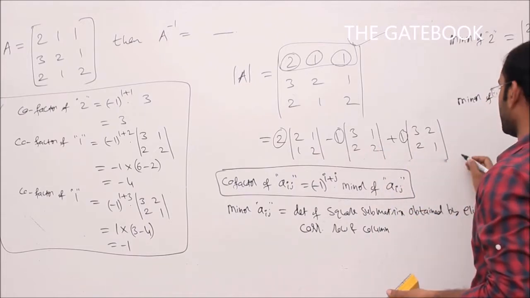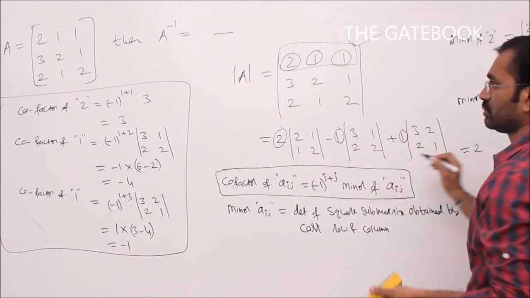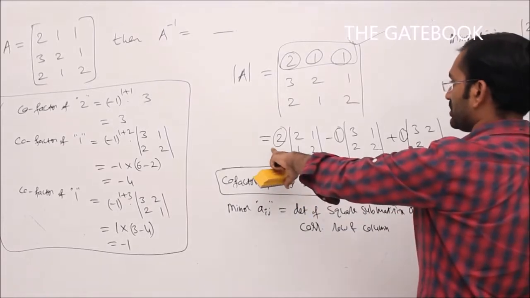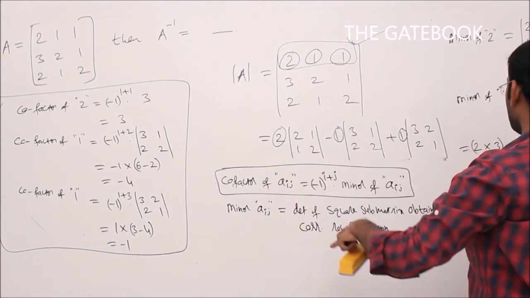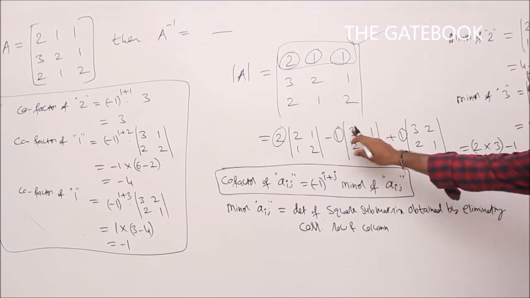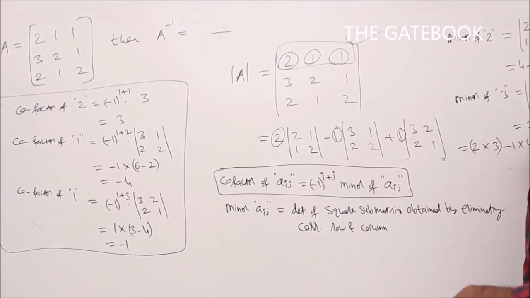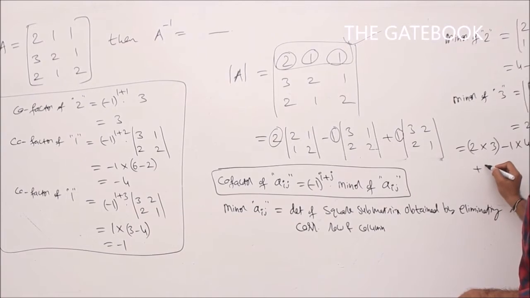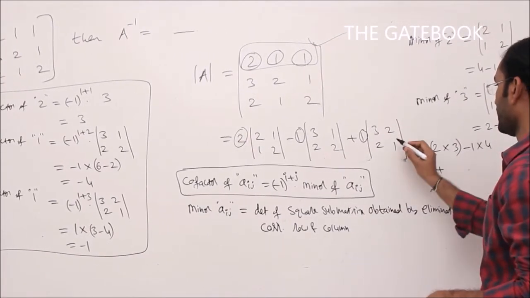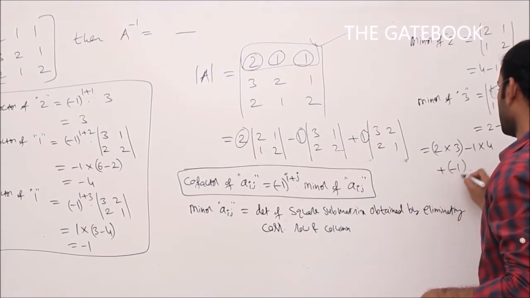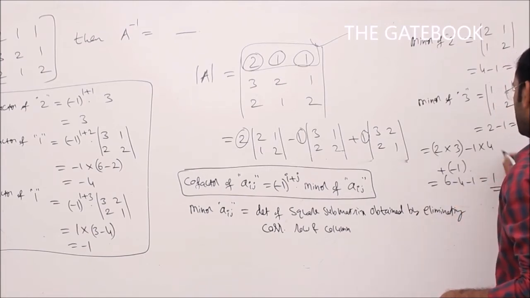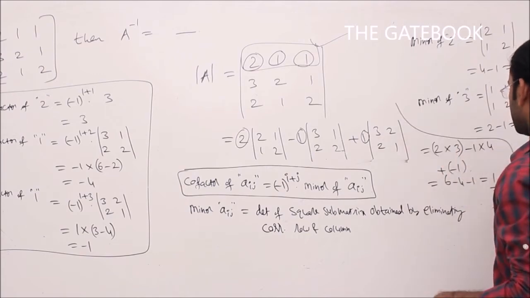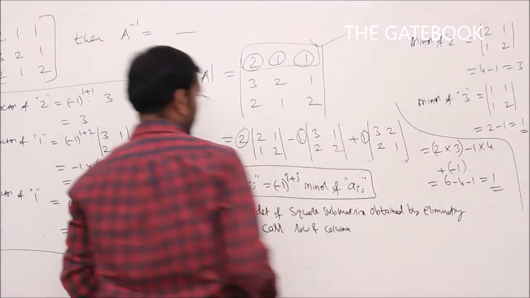So if you simplify this one, we'll get 2 into 4 minus 1, which is 3, minus 1 into 6 minus 2, which is 4, plus 1 into 3 minus 4, which is minus 1. So we'll get 6 minus 4 minus 1. So we'll get 1. That is the determinant of that matrix. Determinant of that matrix is 1.